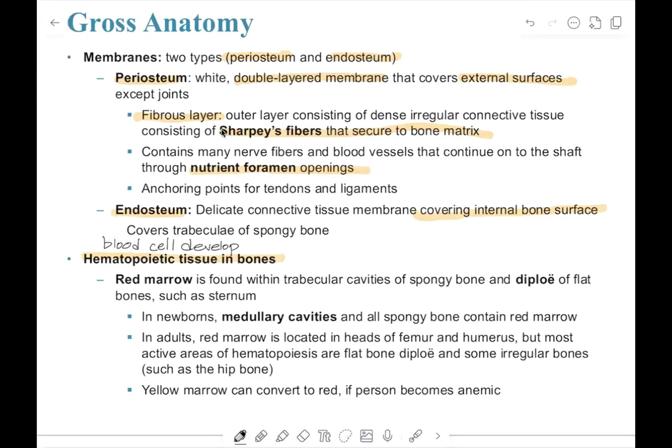Red marrow is found in trabecular cavities of spongy bone and diploe of flat bones like the sternum. I've already mentioned where red marrow is predominantly found in adults. It's in the heads of the femur and the humerus, and in flat bones like the sternum, and sometimes the hip bone. Yellow marrow can be converted back to red, though, if it's needed. So if a patient becomes anemic, the yellow can be converted back to the red.